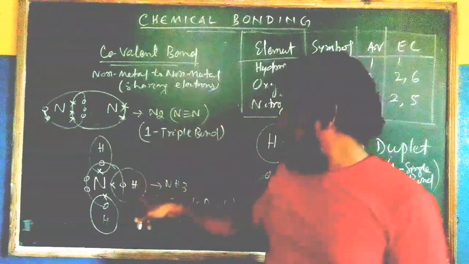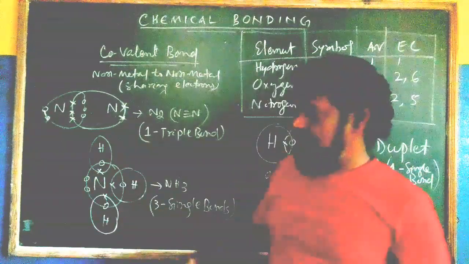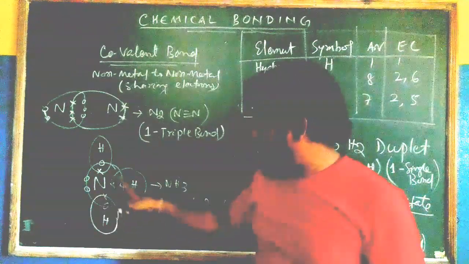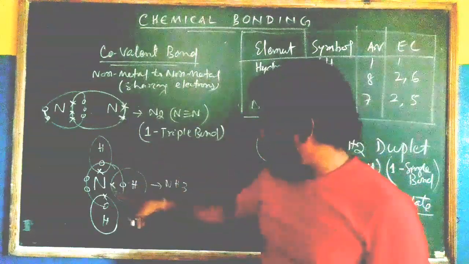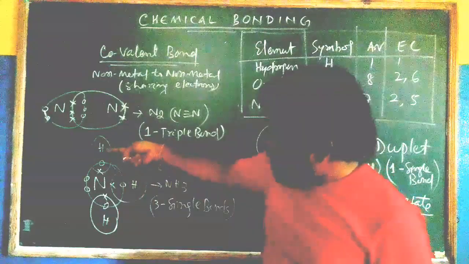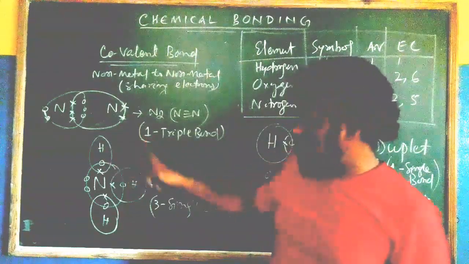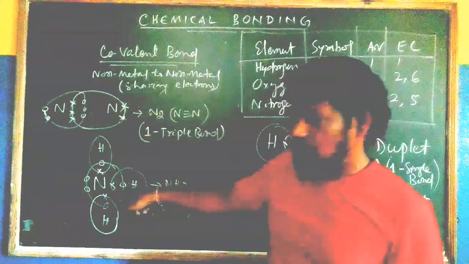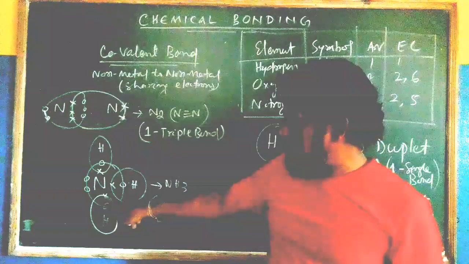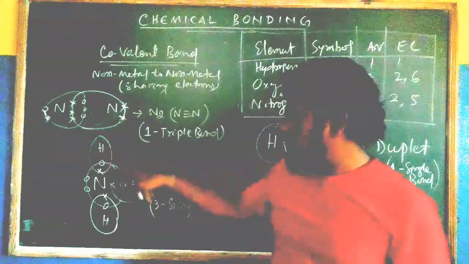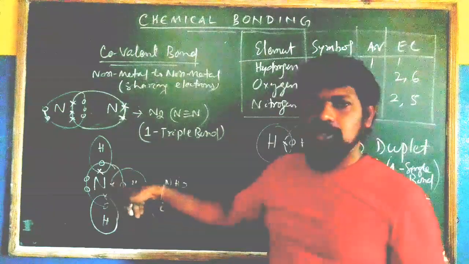Coming to one more case, NH3, ammonia. Nitrogen has its 5 electrons, 1, 2, 3, 4, 5. Hydrogen has its 1 electron. This hydrogen 1, this hydrogen 1, this hydrogen 1. The first hydrogen has its own electron and one from the nitrogen, 2 electrons, so hydrogen is stable. This hydrogen also has its own electron and one from nitrogen, so it is also stable. This hydrogen also has its own electron and one from nitrogen, so it is stable. So 3 hydrogens are stable by sharing the electrons of nitrogen.